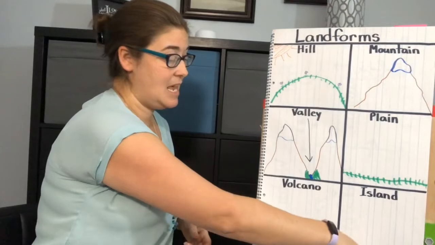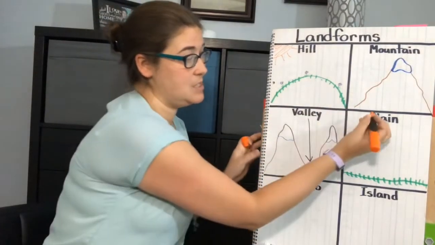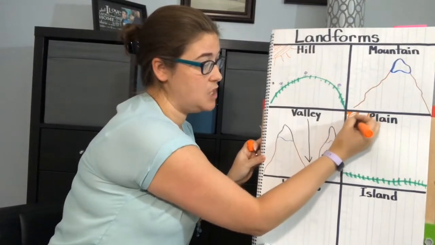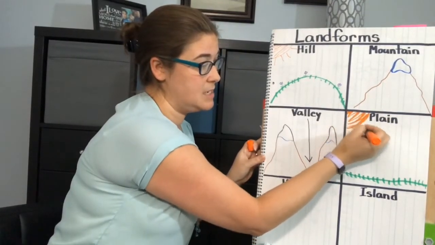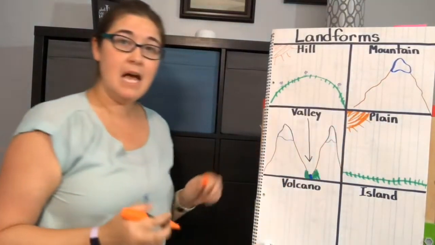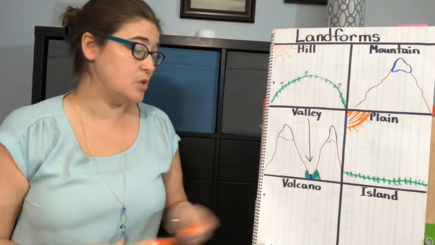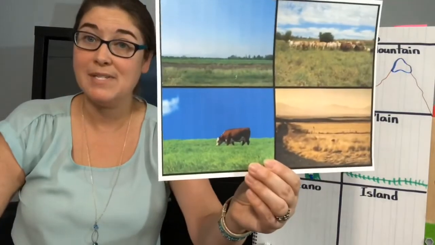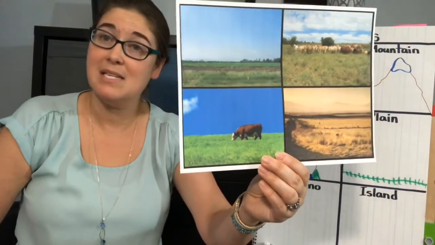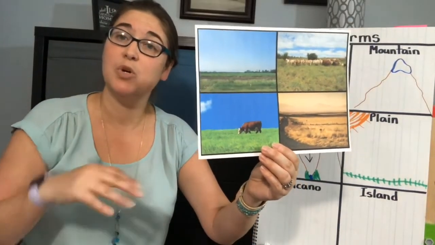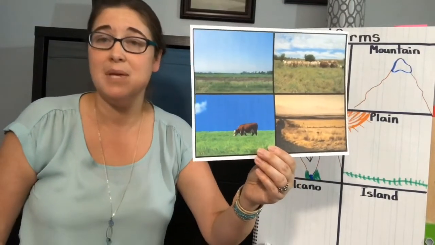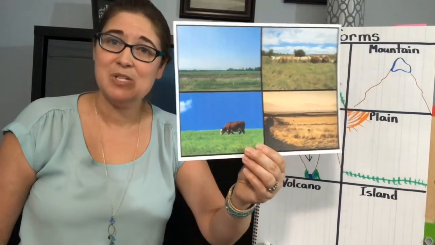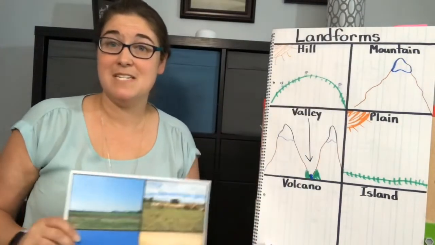And I might add the sun up here just to make it a little bit more detailed, because really a plain is just that flat land. That's it. If you want to, you could draw a cow on your plain or a horse on your plain, because that's usually a place where they would go to graze or eat grass because it's nice and flat land. Okay? So that's all we needed to add today.